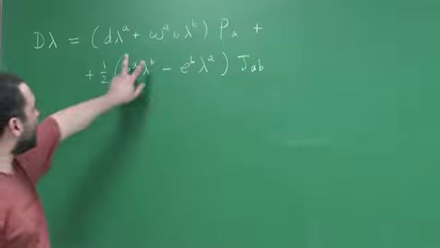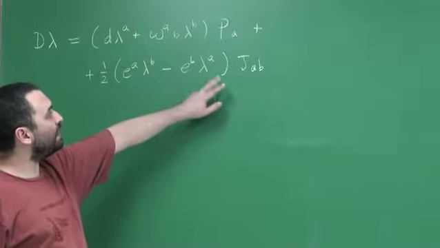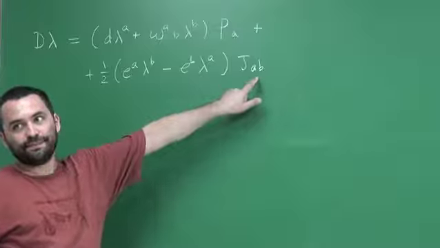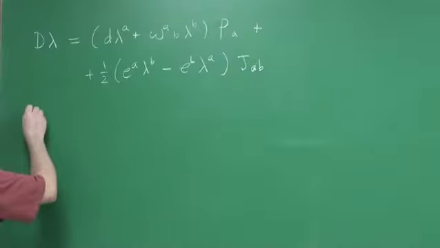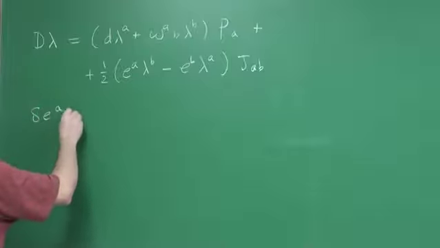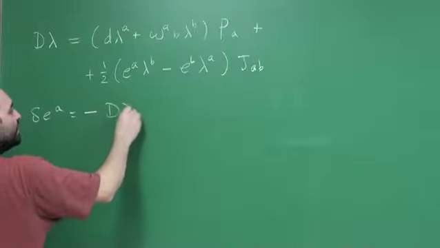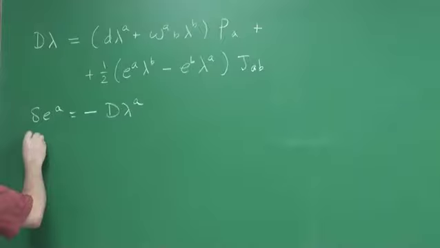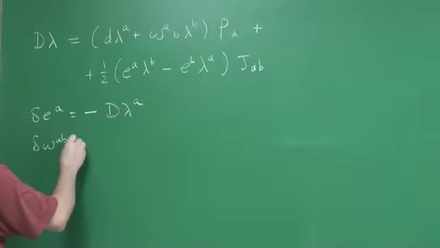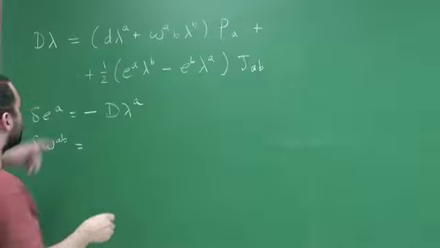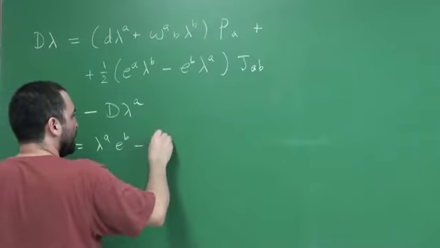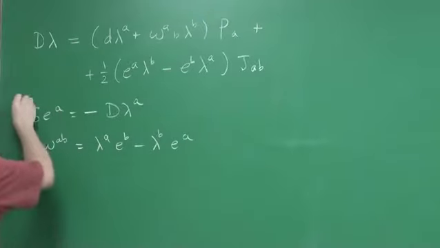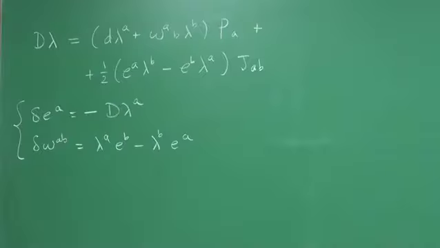Here I'm anti-symmetrizing in AB because this is anti-symmetric. And so I can read off from here that delta E will be minus the covariant derivative of this parameter, and delta omega will be, there's a minus sign, so I get... so these are new gauge transformations.